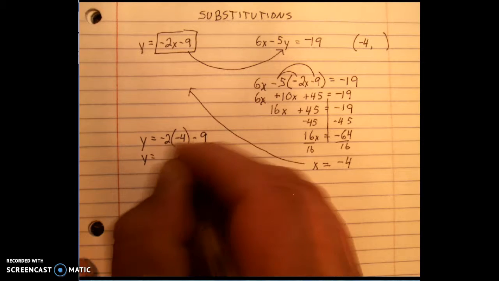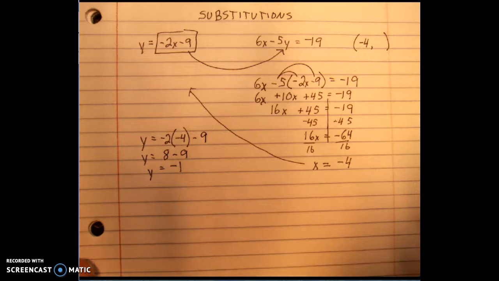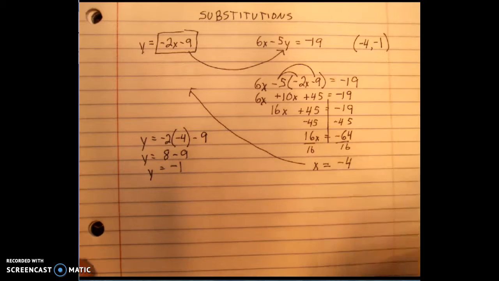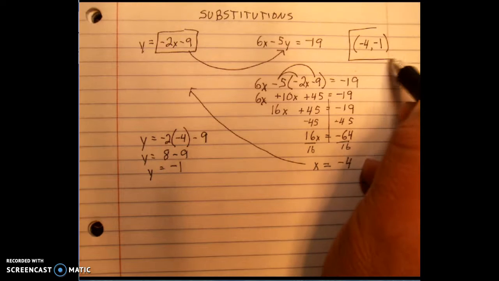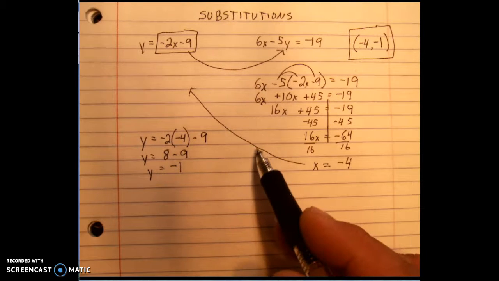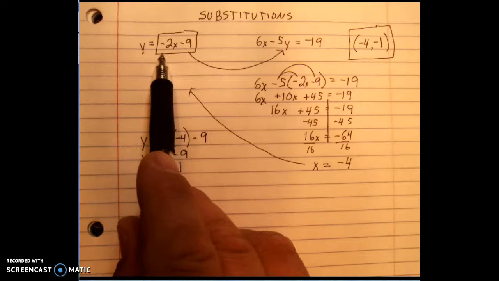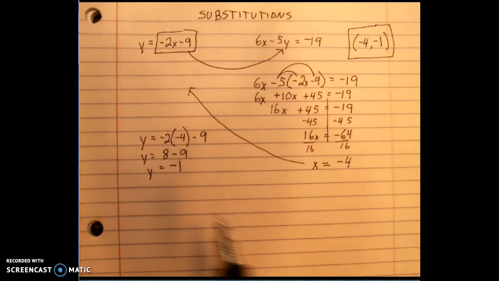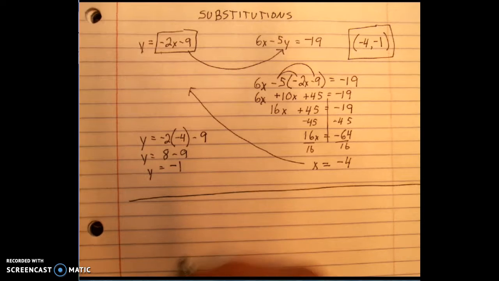Y equals negative 2 times negative 4 is positive 8 minus 9 is negative 1. So if I were to graph these, this time they cross at a nice spot. Negative 4 comma negative 1. But that is the substitution method. I found that one point that will make this equation true and make this equation true.